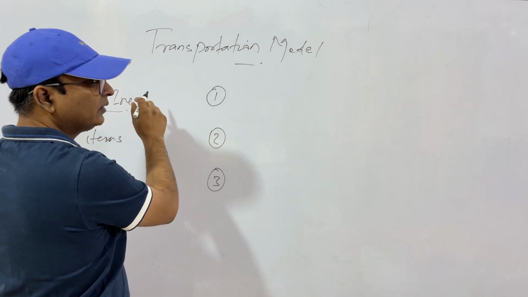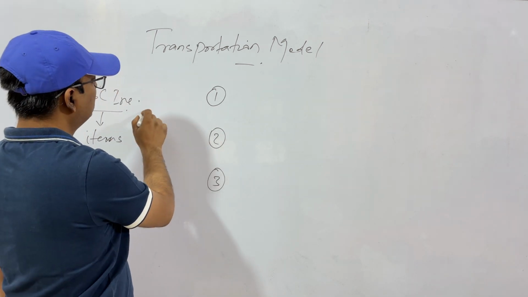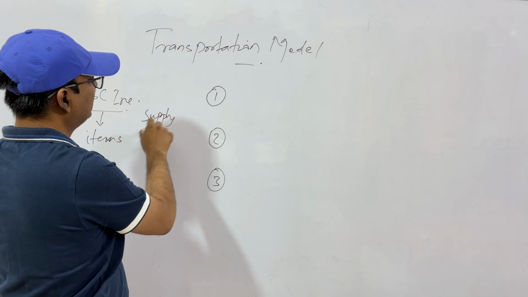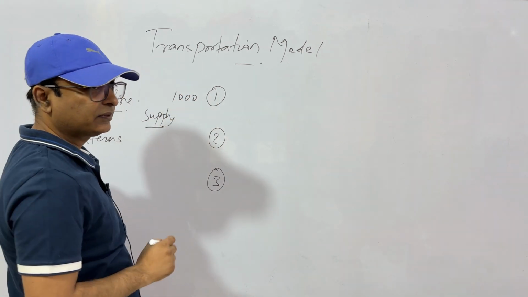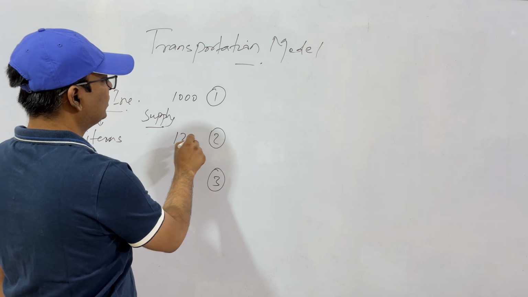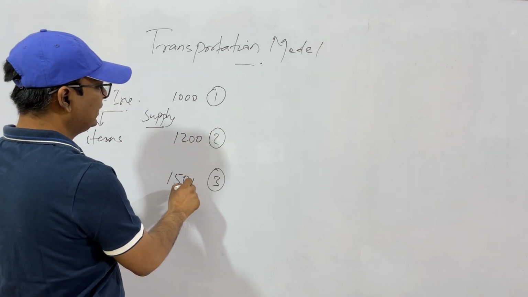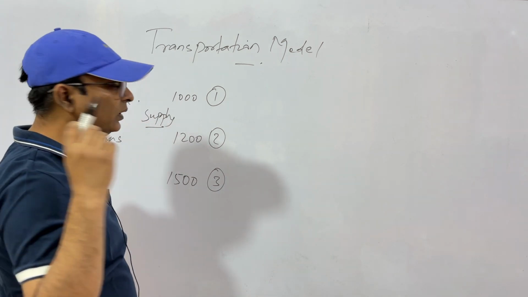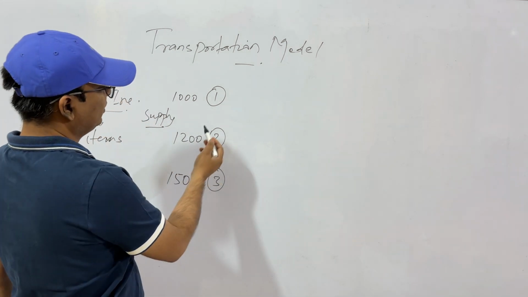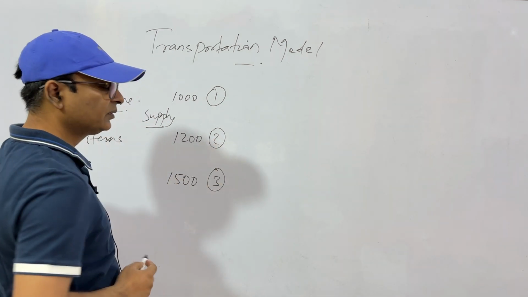So there will be capacity of the factories. So this is supply side, that is these will supply items. Let's say the capacity of the first factory is 1000, second factory is 1200, and third is 1500. That is, first factory can produce 1000 items, let's say annually. Second factory can produce 1200 items annually, and third factory produces 1500 items.